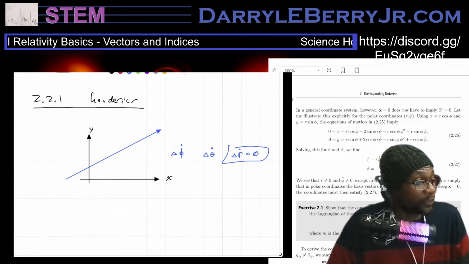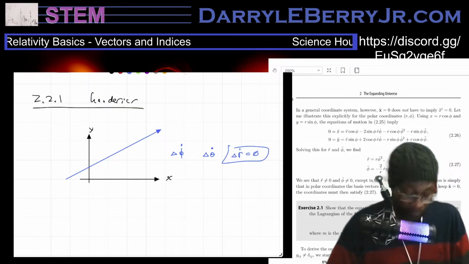Let me illustrate this explicitly for the polar coordinates r, phi.